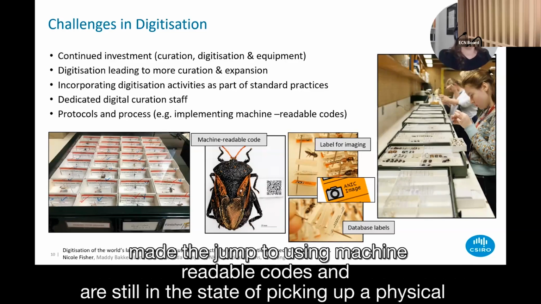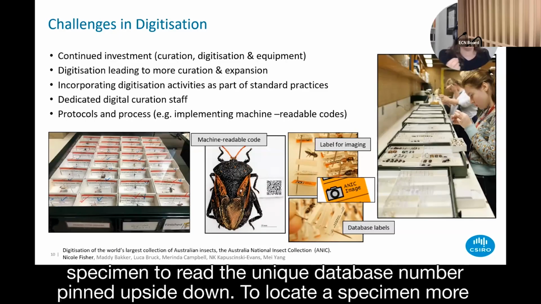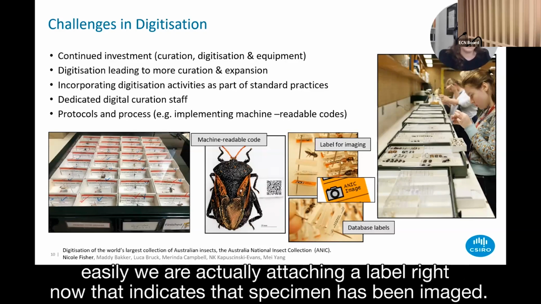We haven't made the jump to using machine-readable codes and are still in a state of picking up a physical specimen to read the unique database number pinned upside down. To locate a specimen more easily, we are actually attaching a label right now that indicates that the specimen has been imaged.